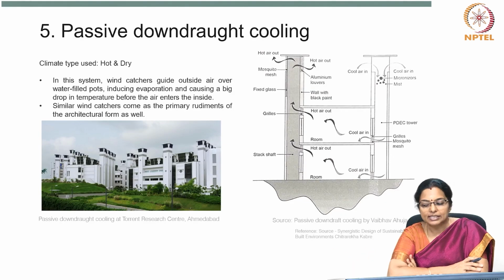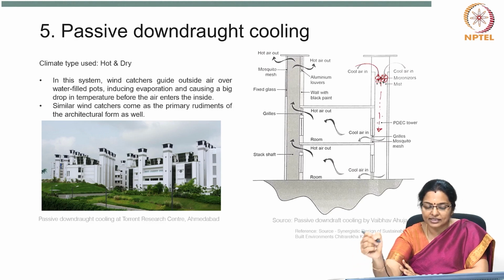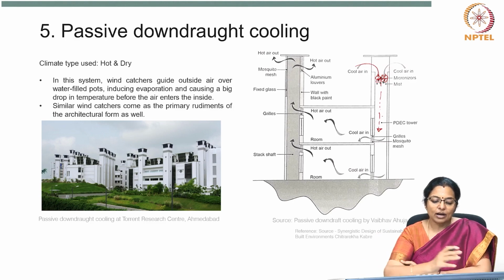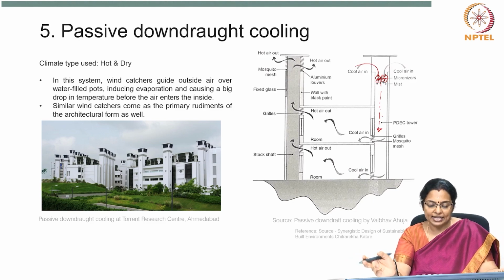Another strategy which we will see is the passive downdraft cooling. This is used in hot and dry climate. In this system, wind catchers guide outside air over water-filled pots. There can be pots here or micronizers which throw the mist, and then the air which comes in gets moist and it settles down. So, now these wind catchers come as the primary rudiments of an architectural form as well.